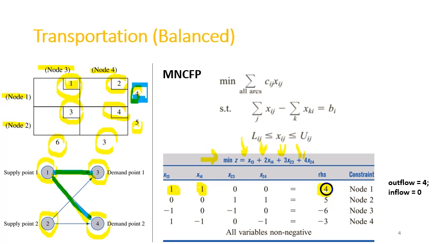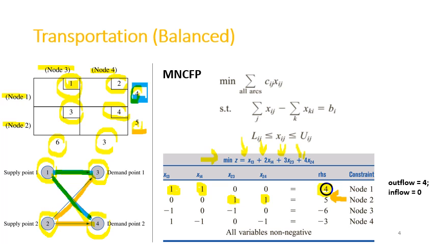Now for node 2, we see that node 2 is also a supply unit, and from node 2 things go out 2 to 3 and 2 to 4. So here 2 to 3 equals 1, 2 to 4 equals 1, and then 0 for the other. And then we see that the net supply of node 2 is 5. So for node 2, this right-hand side equals 5.